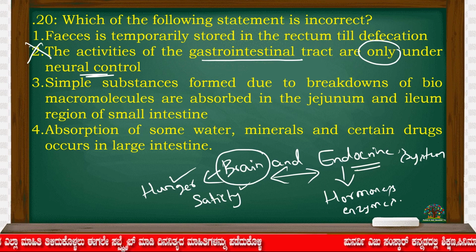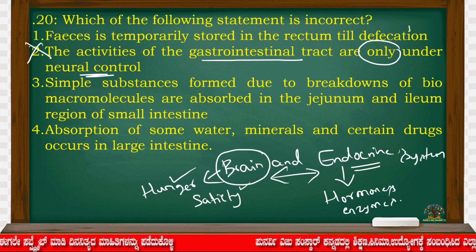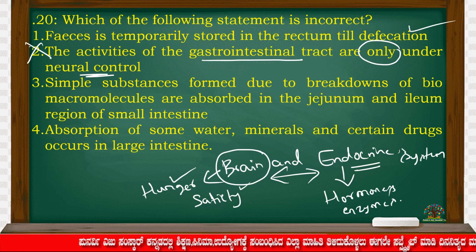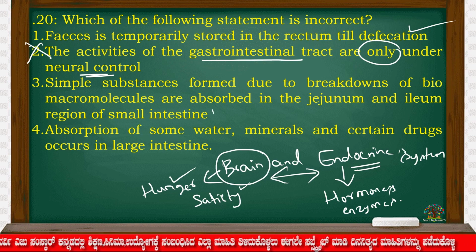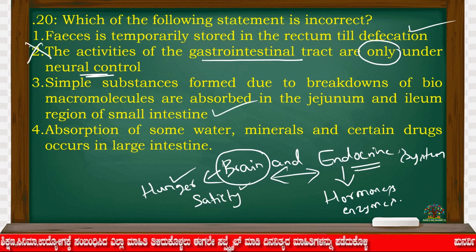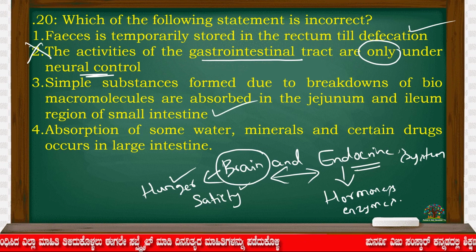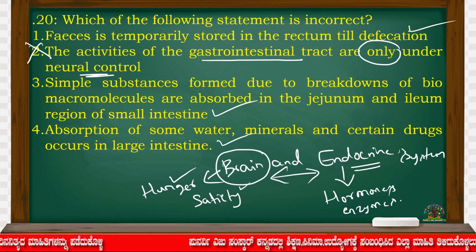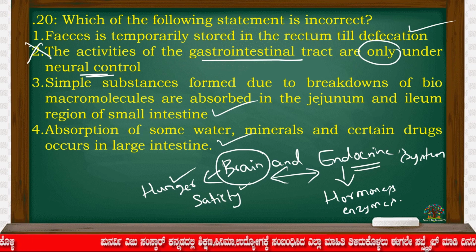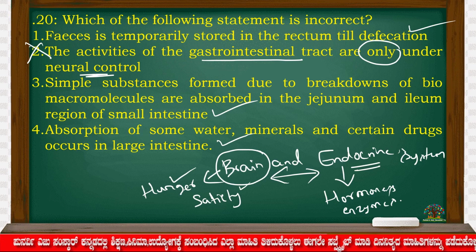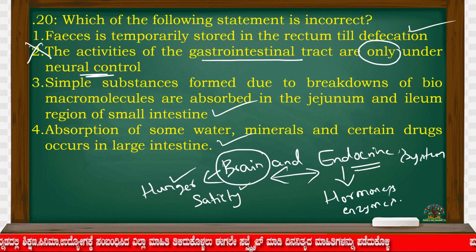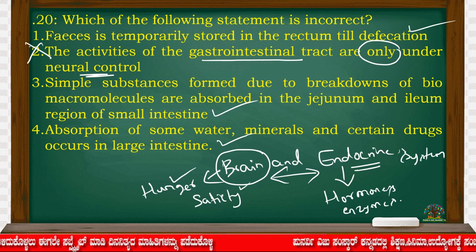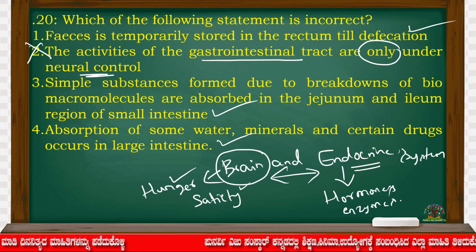Whereas the other options, the first one, feces is temporarily stored in the rectum till defecation, is a correct statement. Simple substances formed due to breakdown of biomacromolecules are absorbed in the jejunum and ileum regions of the small intestine. They have microvilli and they absorb vital components, most of the components that are broken down. Fourth one, absorption of some water, minerals and certain drugs occurs in the large intestine. Large intestine is the final step in the process of digestion, which absorbs maximum and creates feces which is very low in water. Therefore, option number 4 is absolutely correct. Only option number 2 is wrong in the following statements.